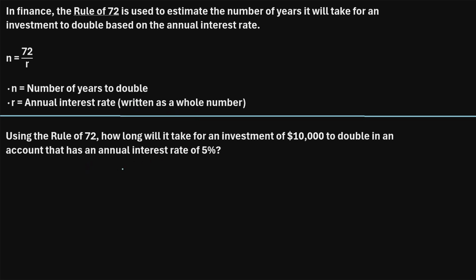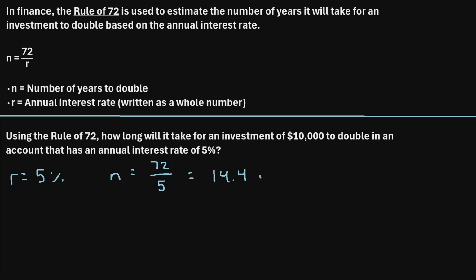Using the rule of 72, how long will it take for an investment of $10,000 to double in an account that has an annual interest rate of 5%? So R, our annual interest rate, is 5%. Based on the rule of 72, we can say that N, the number of years it takes to double, is just equal to 72 divided by 5. Now notice we wrote 5, the interest rate, as a whole number. So 72 divided by 5, that turns out to be 14.4.